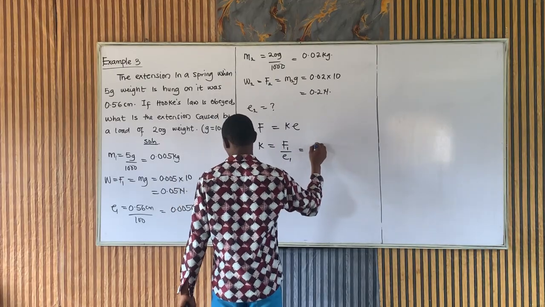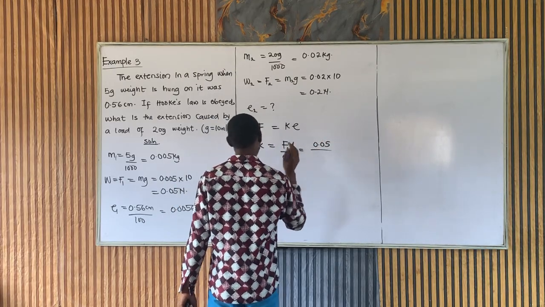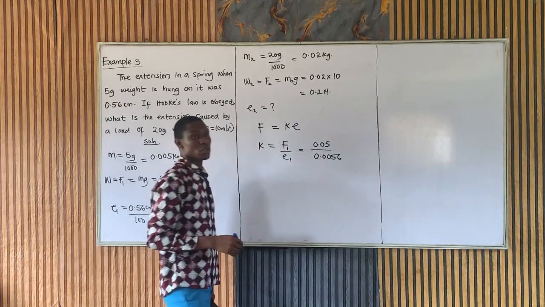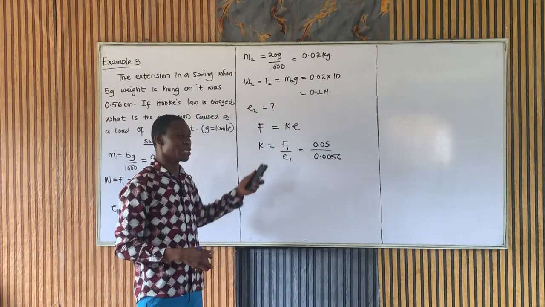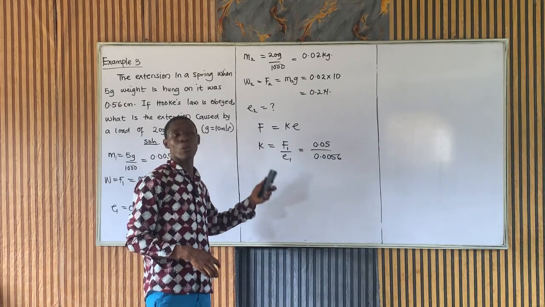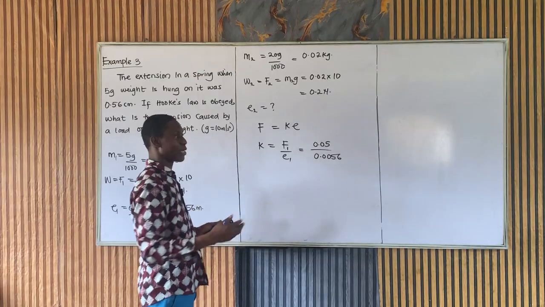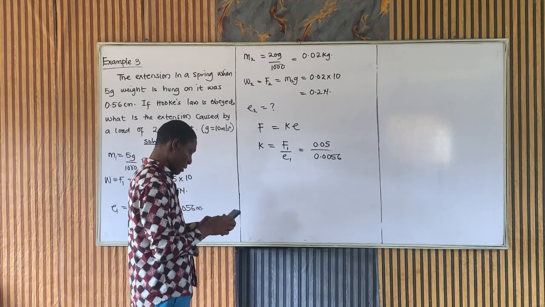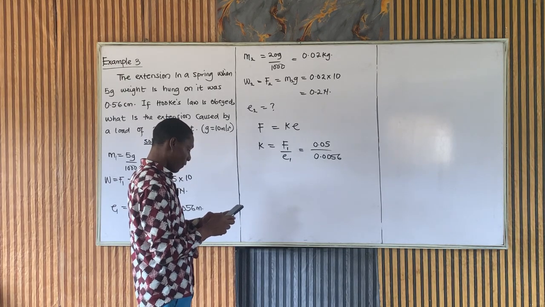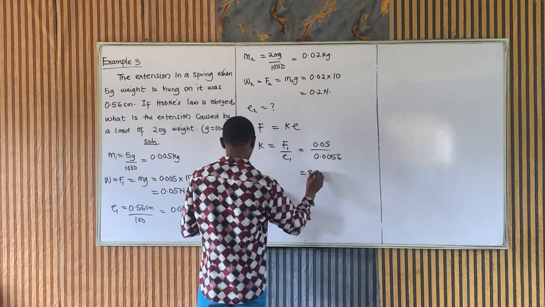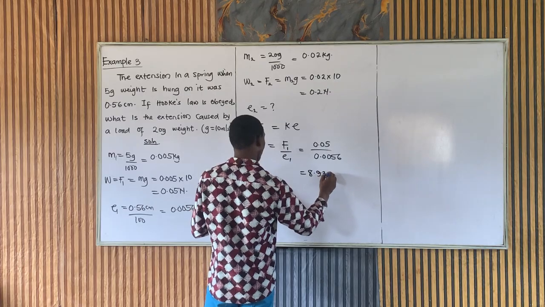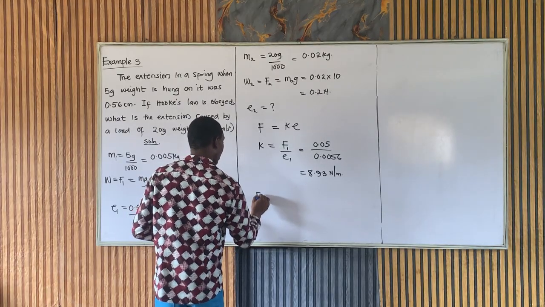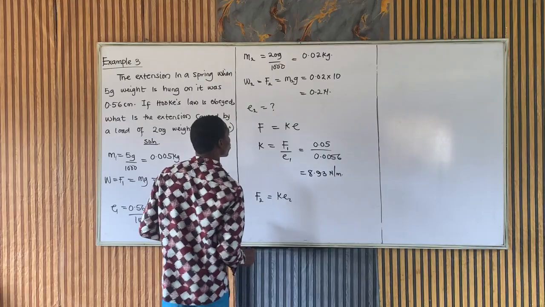So our F1 is giving us 0.05 divided by E1, which is 0.0056. So to get your K, you can use F1 E1 or F2 E2. You can't use F1 E2 or F2 E1. No, it's not possible. You need the corresponding value of force with the corresponding extension. So let's get the K now. That will be 0.05 divided by 0.0056. This is 8.93 Newton per meter.